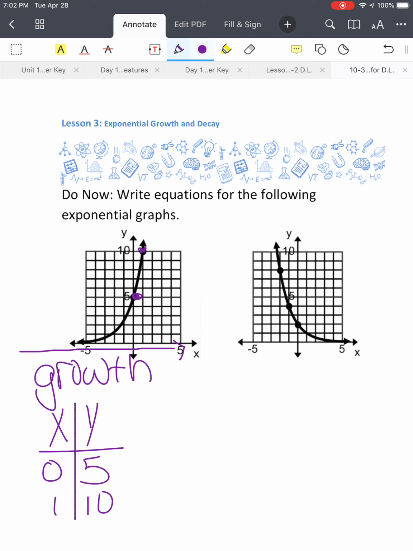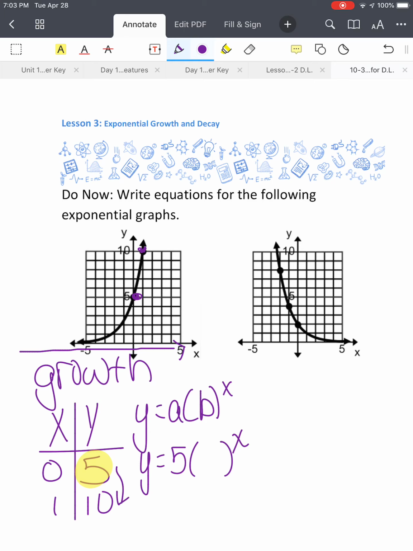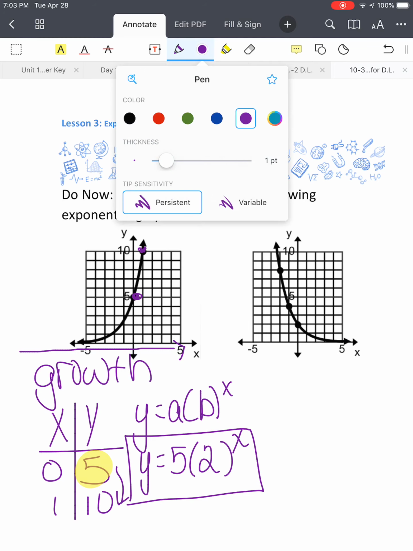Okay, so I know that it's got this form where a is my y-intercept, so that is going to be the 5. So y equals 5, something to the x. And then I need to figure out the multiplying factor. It's called the multiplying factor because I'm asking myself, what am I multiplying to get from 5 to 10? 5 times what is 10? Well, that's 2. So here is my formula for that one. And then let's look at the second one.